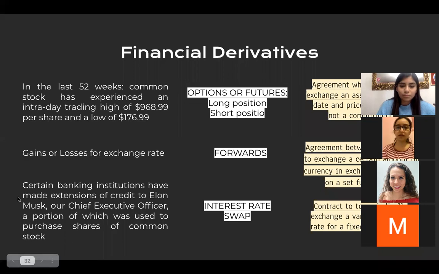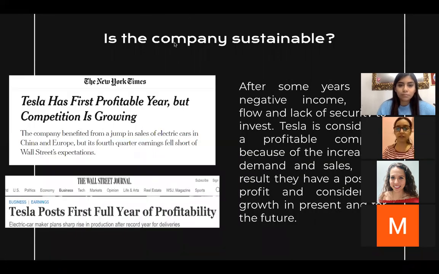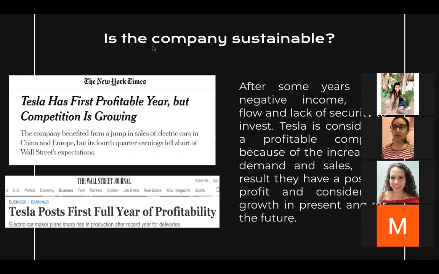About whether the company is profitable or not, we have to take into account that last year the profit ratios of Tesla were negative, and they also had negative sales. They have a lack of security for investment, negative income, but this year, the New York Times and the Wall Street Journal say Tesla has its first profitable year, but competition is growing, and Tesla posts first full year of profitability.